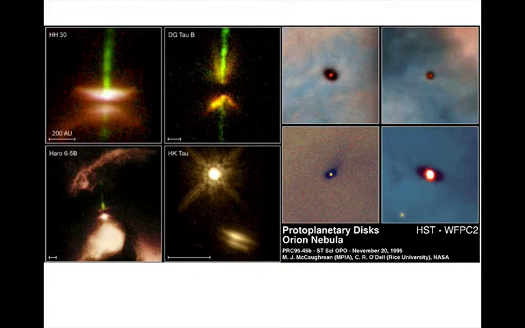So this star on the upper left, HH30, is a classic example of a protostar. What you see is glowing material, and if you look, the star is at the very center of that image, and to either side of it, you see a dark lane, kind of like looking at the plane of the Milky Way. And that's the dusty material surrounding the star.